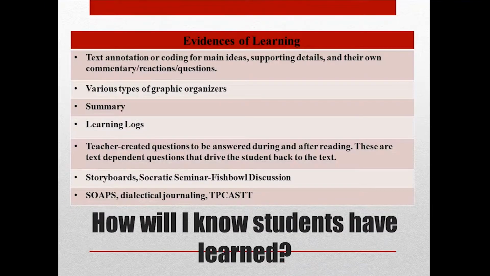How will I know students learn? With the standard in mind, what different types of evidence of learning can the students provide to demonstrate their deep understanding of expository text? These are but examples of evidences. In a moment, we will review the Socratic seminar or fishbowl discussion.